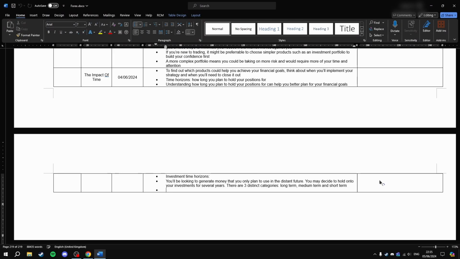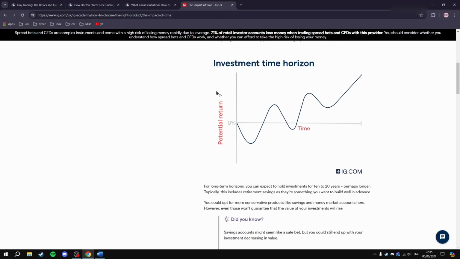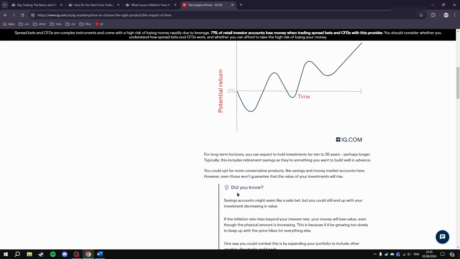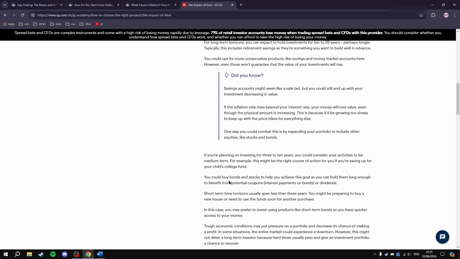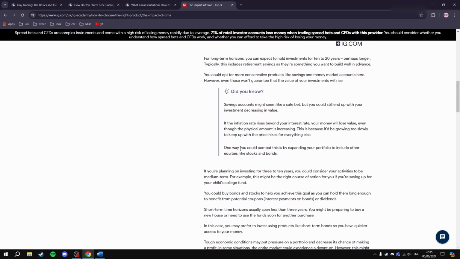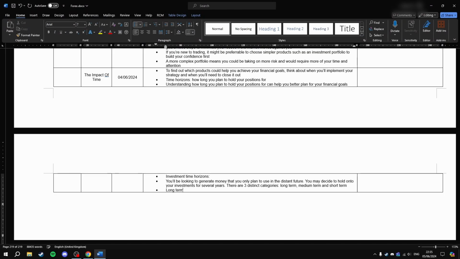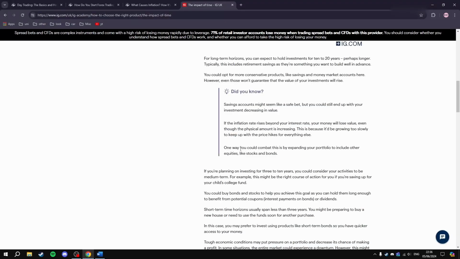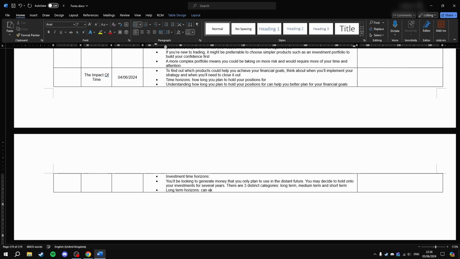So, the investment time horizon, what does that say? For long-term horizons, you can expect to hold investments for 10 to 20 years.